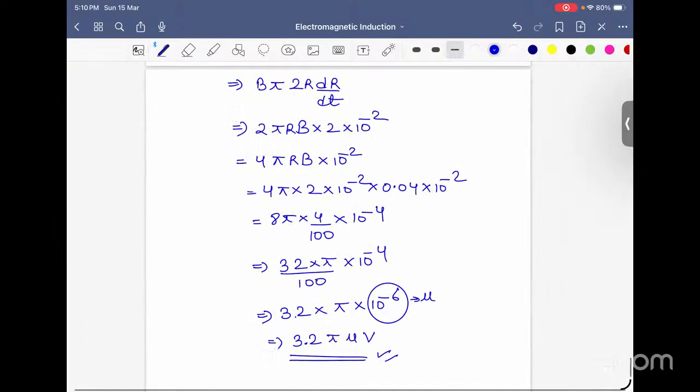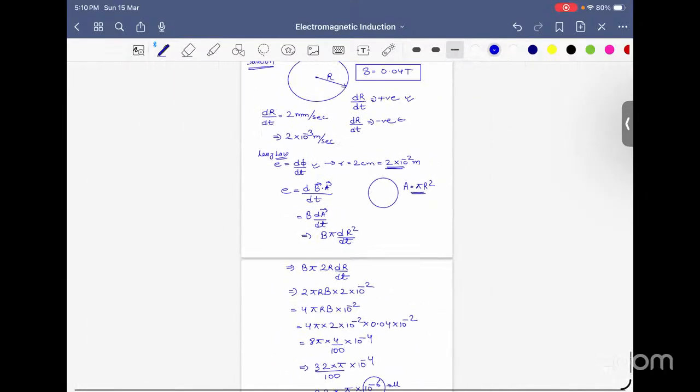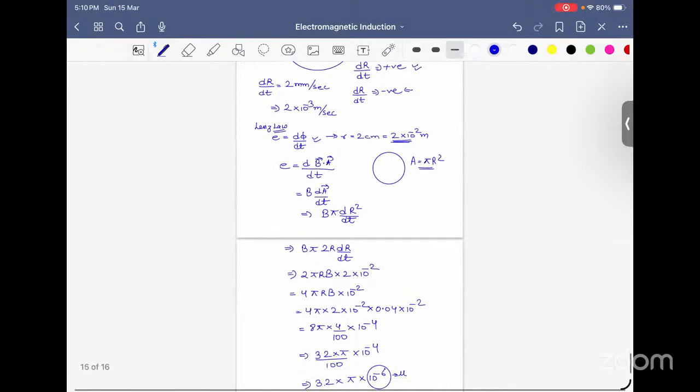So you can note this solution. I have minimized this for you. Please note it down.